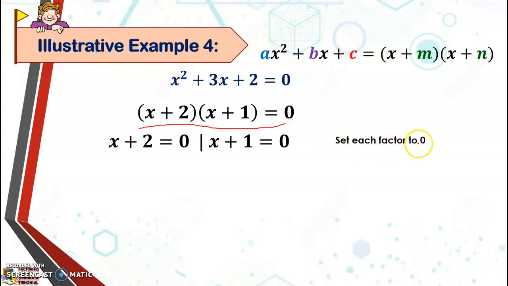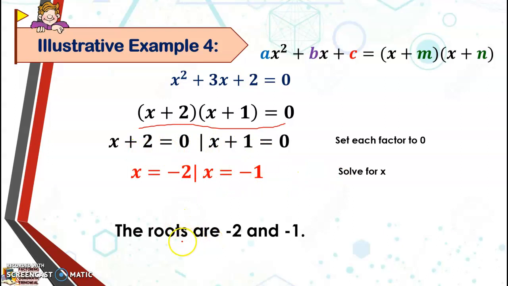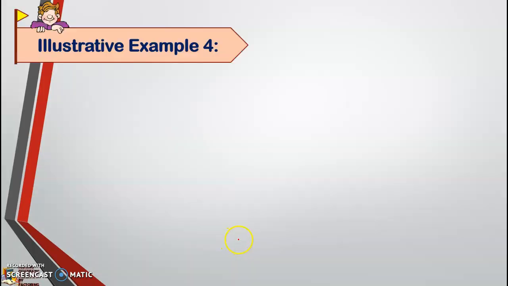We set each factor to 0. So x plus 2 equal to 0 and x plus 1 equal to 0. After that, you solve for x, so x is negative 2 and x is negative 1. You just move the constant to the other side. That means the roots are negative 2 and negative 1. To check if these roots or solutions are correct, we do the checking.